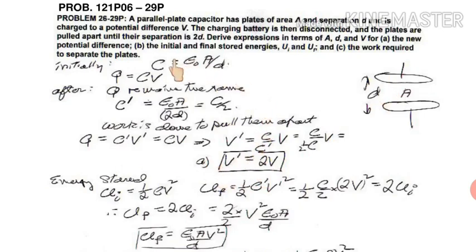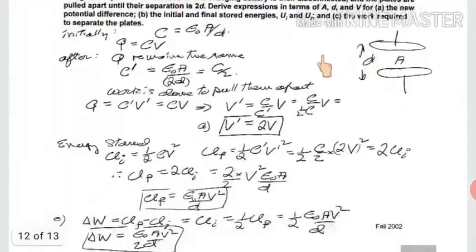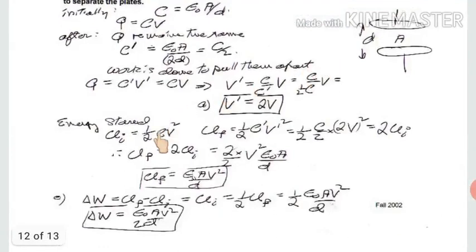Second part of the question is initial and final energies, that is UI and UF. So for these energies also, we have to derive an expression. So now we know this thing, that the expression for energy is how much? Half CV square. So what will be the initial energy? If capacitance is C and potential difference is V, it will be half CV square. And final energy, after making those changes, you will have new energy or final energy. It will be given by half C dash V dash square.